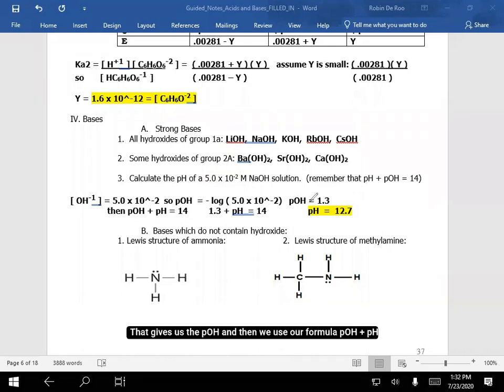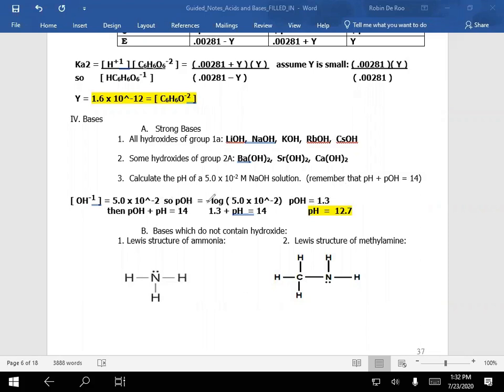That gives us the pOH. And then we use our formula pOH plus pH equals 14. So 1.3 plus pH equals 14. We can solve for the pH and we get our answer.